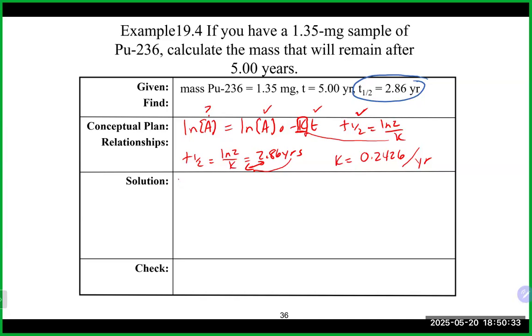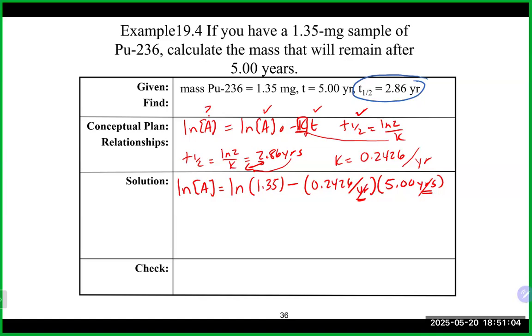We can put it into our equation here. Natural log of what we're looking for is equal to our natural log of our initial, which was 1.35, minus our decay constant, 0.2426 reciprocal years, and our time, which is 5 years. So this is what I was talking about earlier. I got years there and years there. That's good. It's going to cancel. That's not always the case, so you got to watch those units on both of those. But in this case, we're good. Those guys are going to cancel correctly.